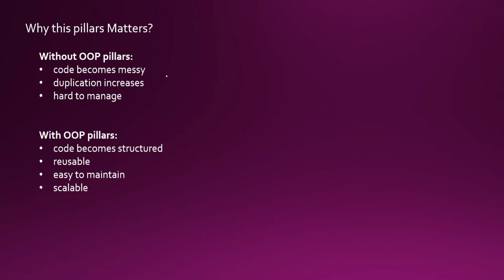Okay. Why does this pillar matter? Now see, when we write our programming without OOPS pillars, that is without these 4 pillars, in that time our code becomes messy, duplication might increase, and it is very hard to manage. Okay. And when we write with these pillars, then our code becomes structured, reusable, easy to maintain and scalable. Okay. This is why we need to use these 4 pillars while writing our object-oriented programming in our real world scenario. Okay.